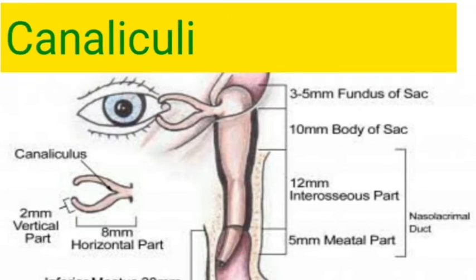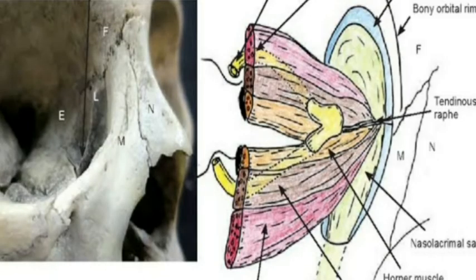So the orbicularis oculi muscle, which has pretarsal and preseptal parts, will insert onto the fundus and the body of the lacrimal sac, both anteriorly and posteriorly. The contraction and relaxation of this muscle is responsible for the movement of the tear film from the conjunctival sac to the nasolacrimal duct. This is the picture which is showing Horner's muscle, okay, which is a part of the orbicularis oculi muscle which is inserting over the lacrimal sac area.